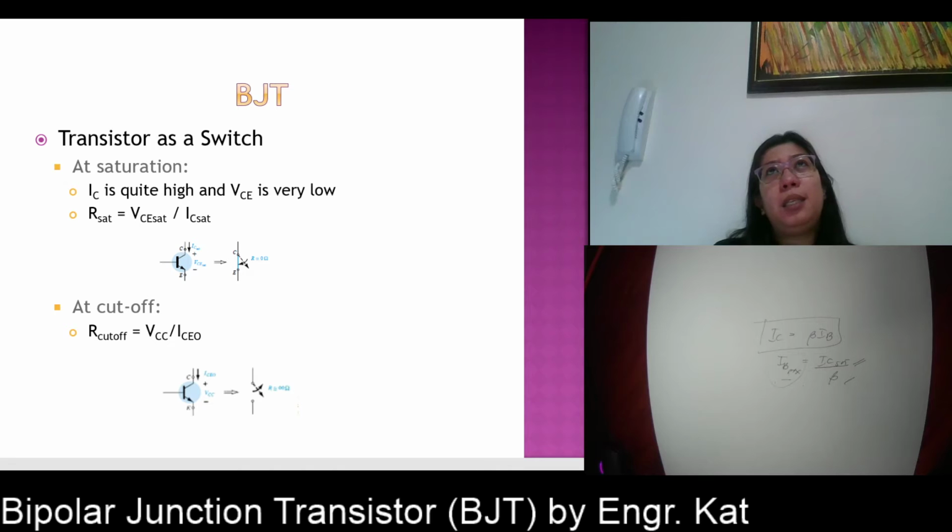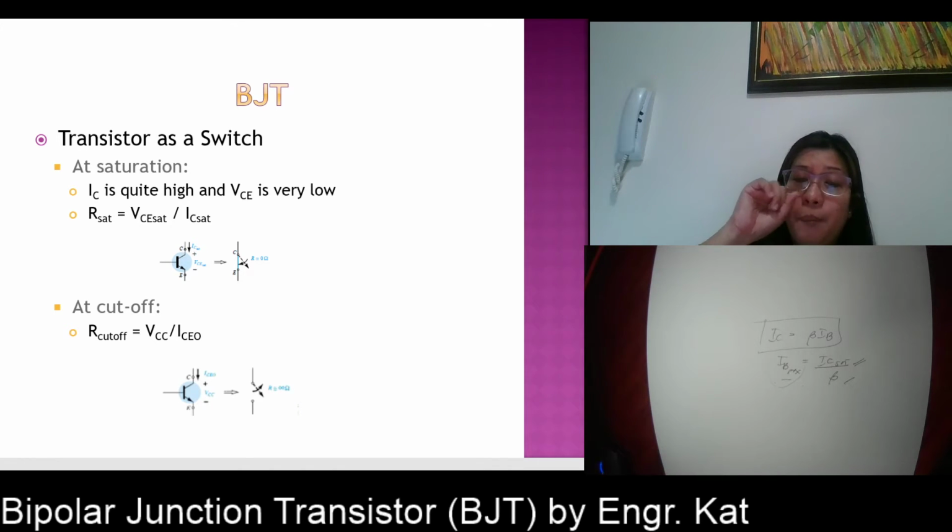Ideally, ICEO is usually in the microampere range. So let us say 10 microamperes. So this is very, very small. So what happens is you have a resistance which is very, very high. Ideally speaking, if we're going to assume this to be equal to 0, any value of VCC divided by 0 will give you an infinite value. So what do we mean by an infinite resistance, class? An infinite resistance is considered an open circuit. So an infinite resistance is equivalent to an open circuit.